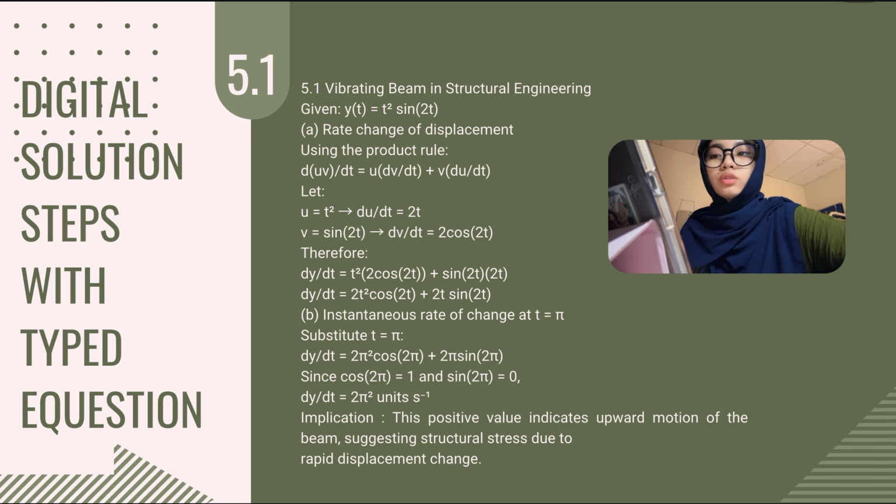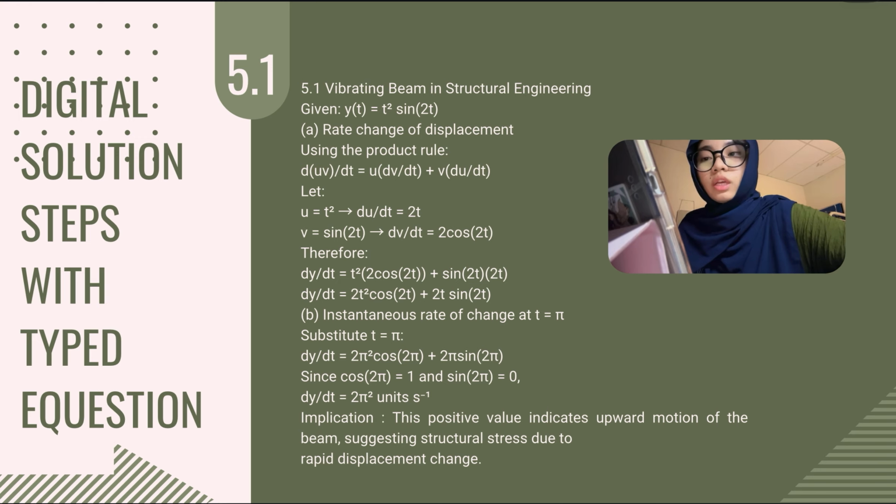Applying the product rule, we get dy over dt equals t squared times 2 cosine 2t plus sine 2t times 2t. After simplifying, the rate of change of displacement is 2t squared cosine 2t plus 2t sine 2t. Now, let's move to part B, where we calculate the instantaneous rate of change at t equals pi.